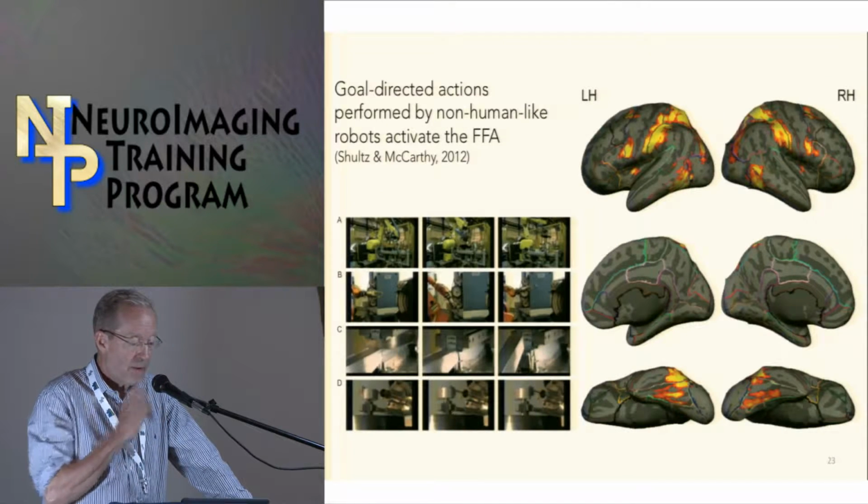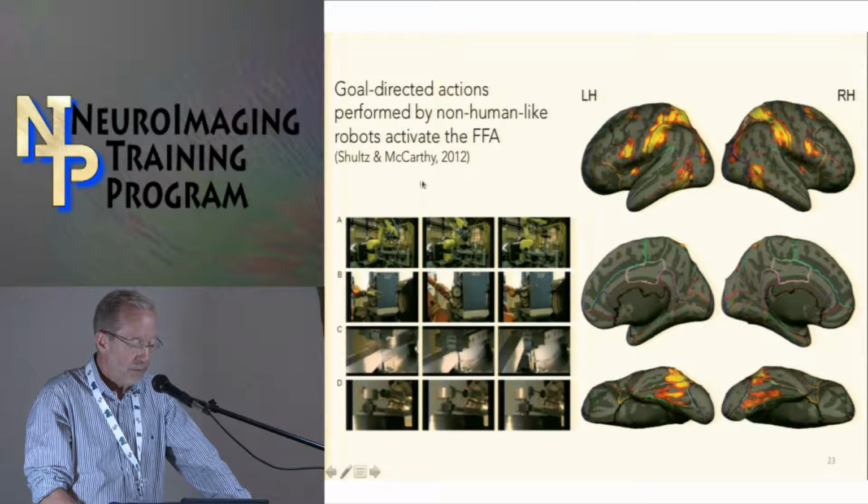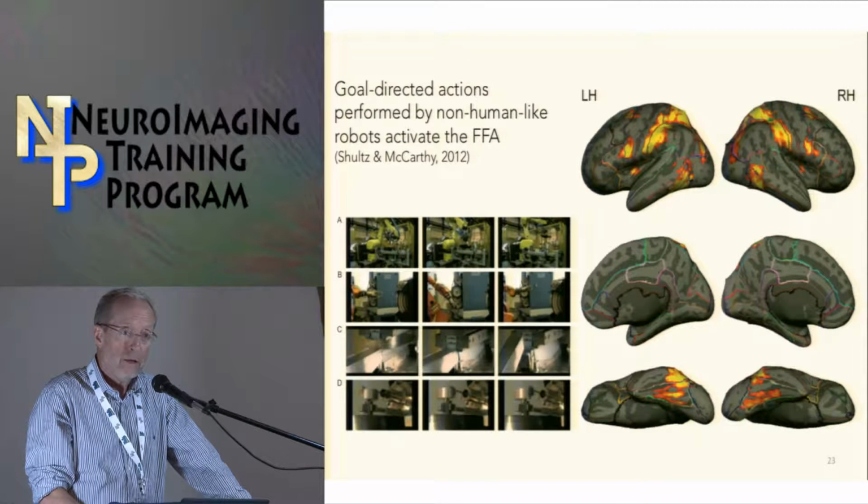Now, making this matter even more difficult is the work from another Schultz at Yale, working with Greg McCarthy. And they had subjects looking at videos of industrial robots doing robotic things, building stuff, okay? And they had some robots that looked kind of animal-like and some robots that didn't look at all animal-like. And they were either doing random motions, or they had a more goal-oriented motion. And what they found was when people were looking at robots performing goal-oriented actions, they got all this activity in ventral temporal cortex, including lateral fusiform cortex.